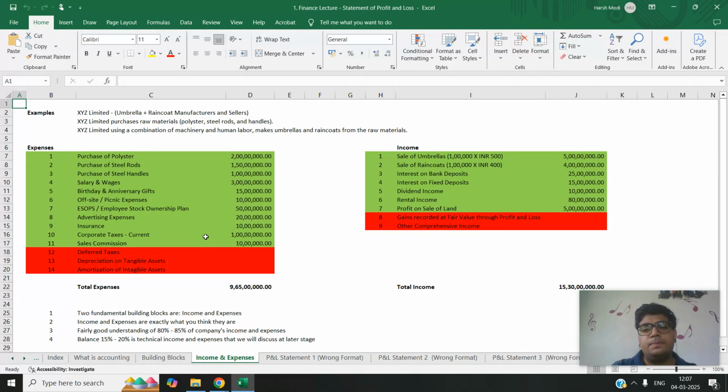So, guys, necessity is the mother of invention. So I think if you want to understand any invention, a very good starting point would be to understand what is the necessity behind that invention. So if we want to understand what is statement of profit and loss, let us first try to understand why do we need statement of profit and loss. And the answer to this question is very simple.